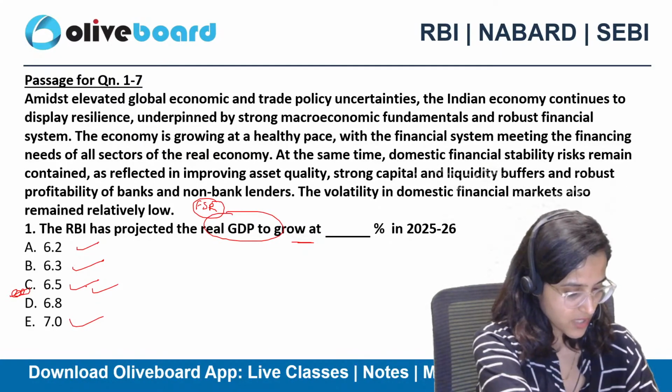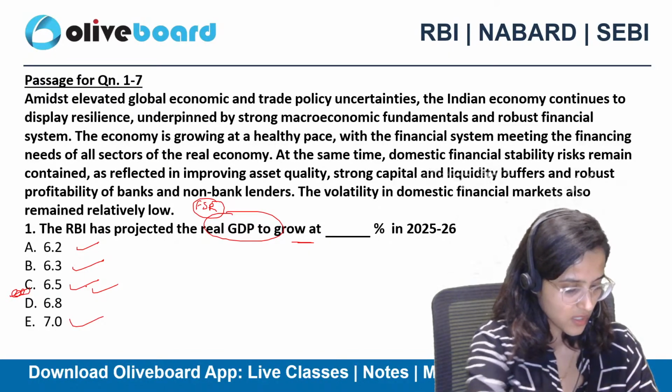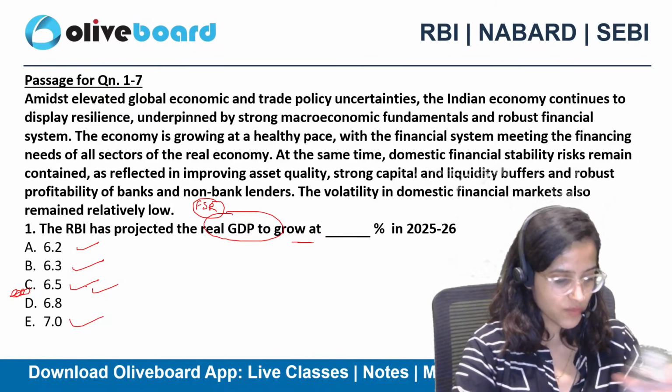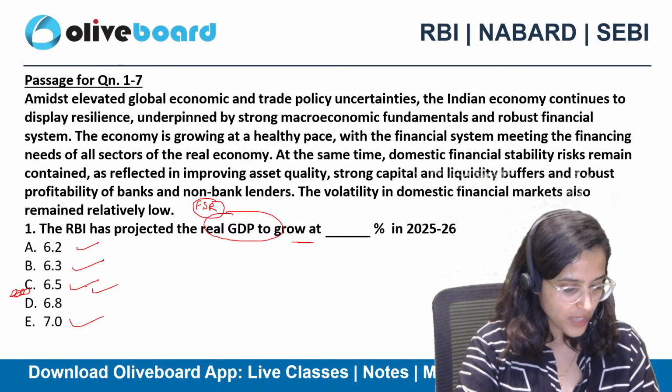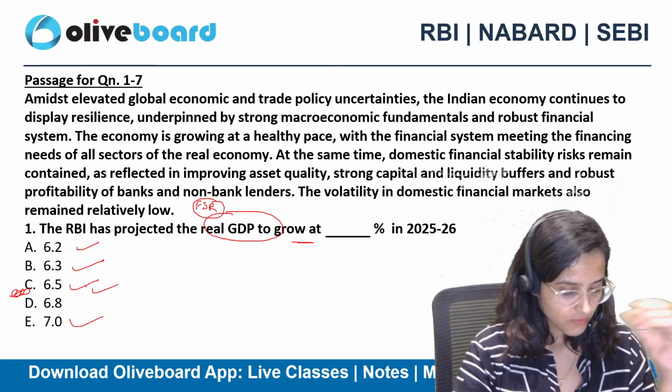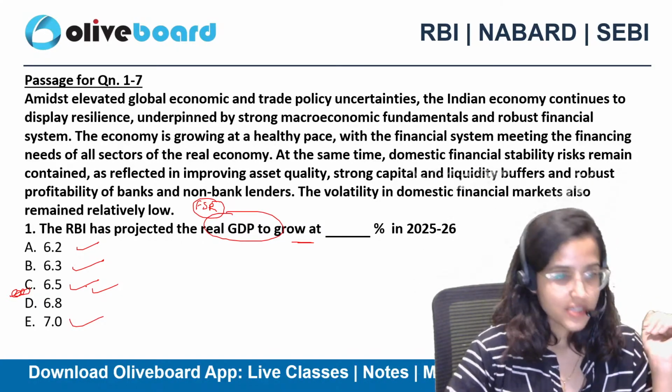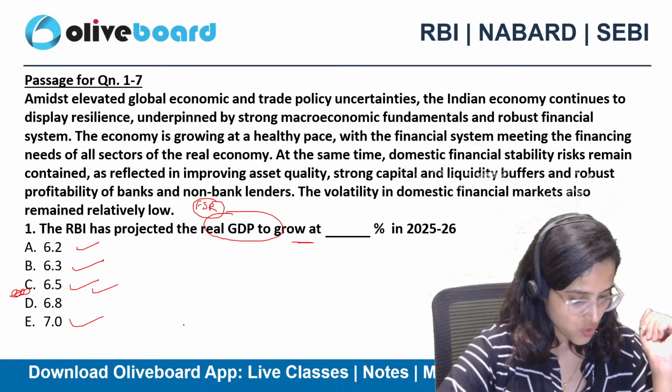Anurag Singh has given me the answer. Abhigyan has given me the answer. John has also given me the answer. Anybody else would like to answer? Anurag is saying C, 6.5. John is saying 6.8. Abhigyan is saying 6.8.